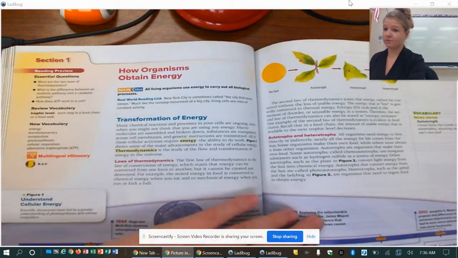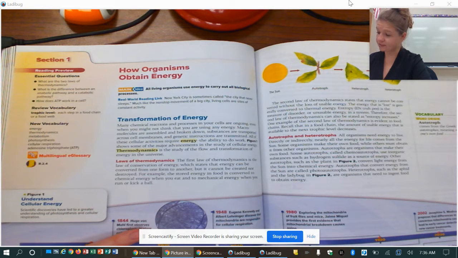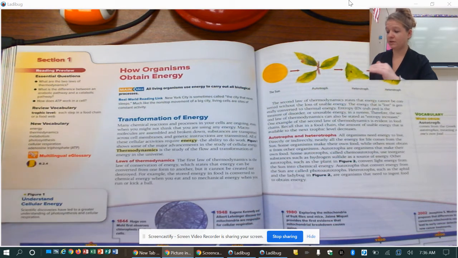The second law of thermodynamics states that energy cannot be converted without the loss of usable energy. The energy that is lost is generally a measure of disorder or unusable energy in a system. Therefore, the second law of thermodynamics can also be stated as entropy increases. One example of the second law of thermodynamics is evident in food chains. Recall that in a food chain, the amount of usable energy that is available to the next trophic level decreases.